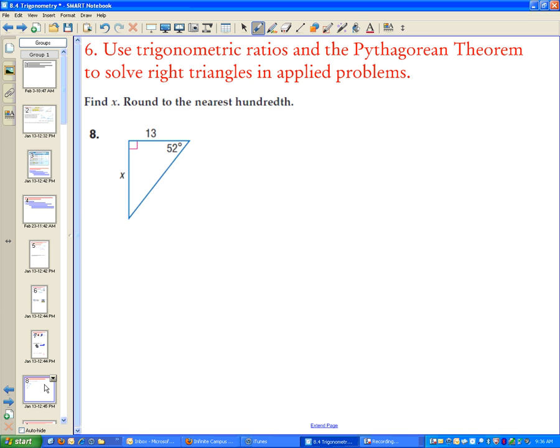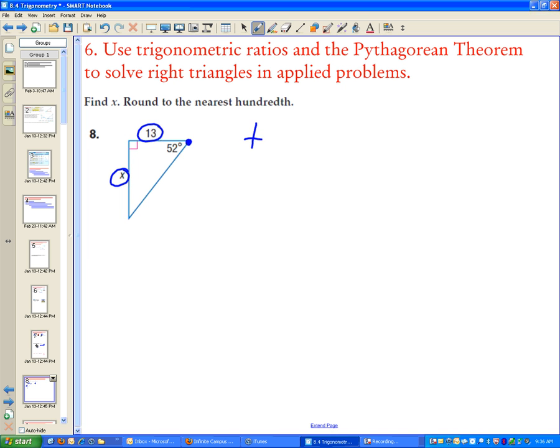Number 8. Find x, round to the nearest hundredth. All right, so that's the vertex of the angle that we know. So that's the vertex of the 52 degrees. Now look what we have. We're looking for the opposite leg, and we know the adjacent leg. So which one of our trig ratios equals opposite over adjacent? Tangent. So we're going to use tangent.